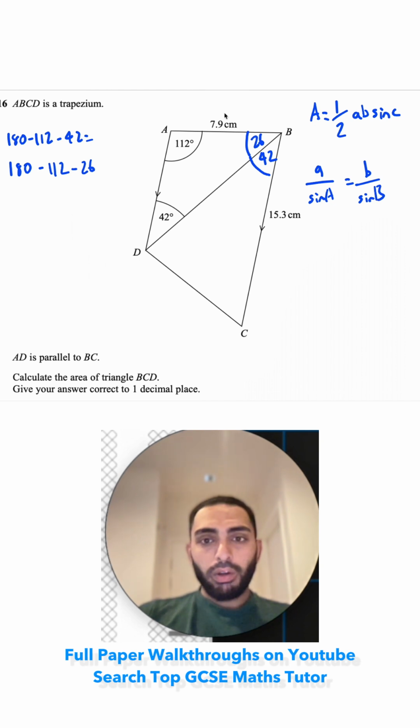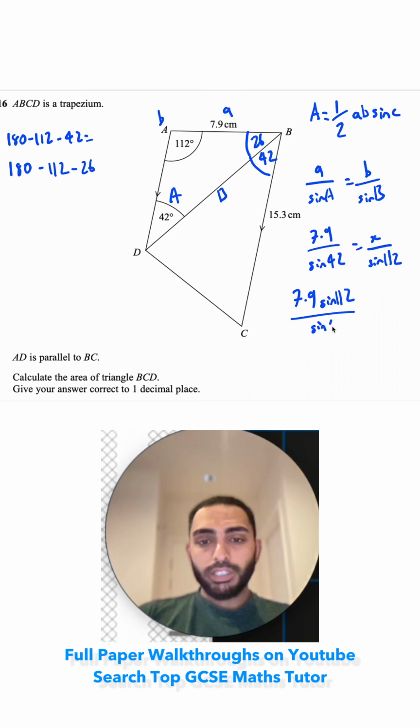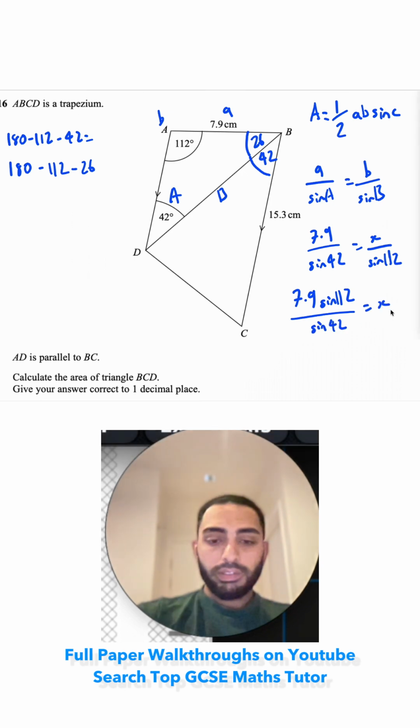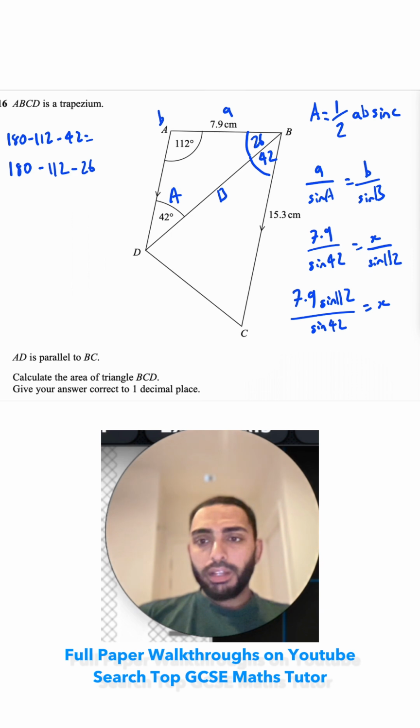Let's just label these. So I've got a and sine A, and b over sine B. I'm trying to find what this one is. a is 7.9 over sine of 42 is equal to b, which is what we're trying to find, over sine B, which is sine 112. Just need to rearrange this, dividing by sine of 112, so we need to multiply by sine 112. So 7.9 sine 112 over sine 42 is going to be equal to x. So 7.9 sine 112, divided by sine of 42, is equal to 10.9467.